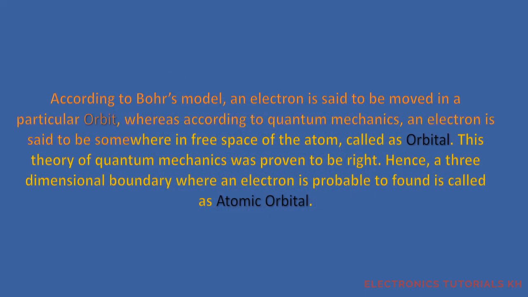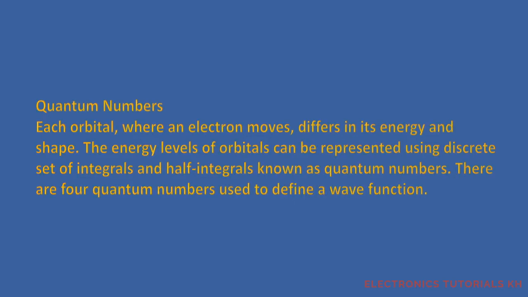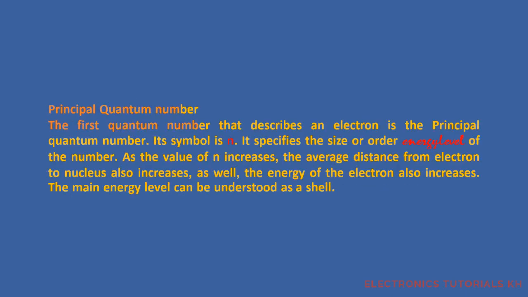According to Bohr's model, an electron is said to move in a particular orbit, whereas according to quantum mechanics, an electron is said to be somewhere in free space of the atom, called an orbital. This theory of quantum mechanics was proven to be right. Hence, a three-dimensional boundary where an electron is probable to be found is called an atomic orbital. Quantum numbers: each orbital where an electron moves differs in its energy and shape. The energy levels of orbitals can be represented using a discrete set of integrals and half integrals known as quantum numbers. There are 4 quantum numbers used to define a wave function.